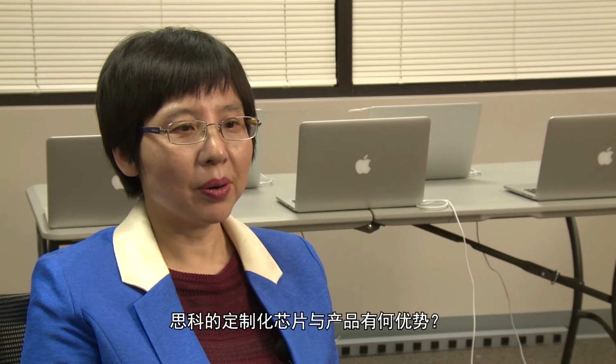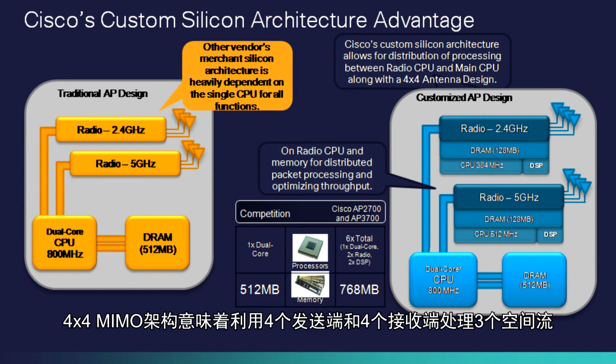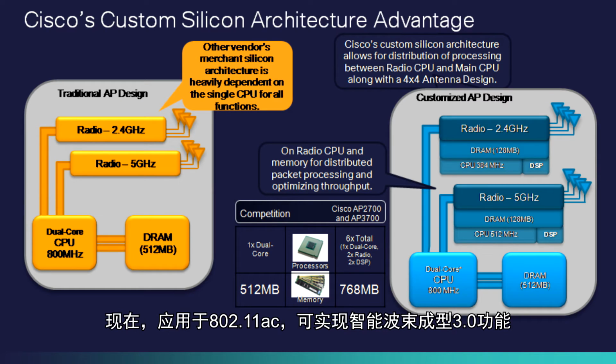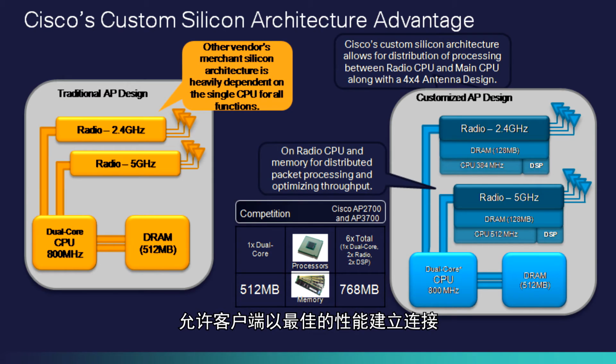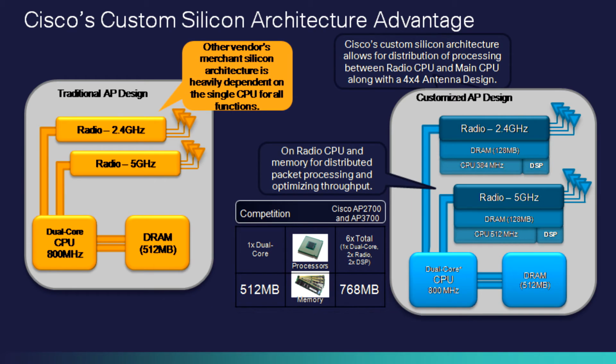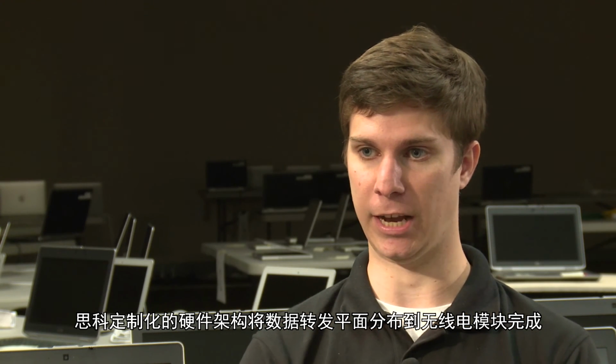Comparing with commercial chip, what's Cisco's advantage? Cisco's custom-built 802.11ac access points offer many advantages over the typical off-the-shelf access point. The 4x4 architecture with 4 transmitters and 4 receivers and 3 spatial streams. This is an architecture that we've used going back to the AP3600, but we've updated for 802.11ac with ClientLink 3.0, which allows the client to have the best possible connection. Then there's on-radio RAM and CPU on each radio. Your typical off-the-shelf architecture will utilize the host RAM and host CPU for all control plane and data plane functionality. The Cisco architecture distributes data plane functionality down to the radio where the resources are closest and are the fastest.